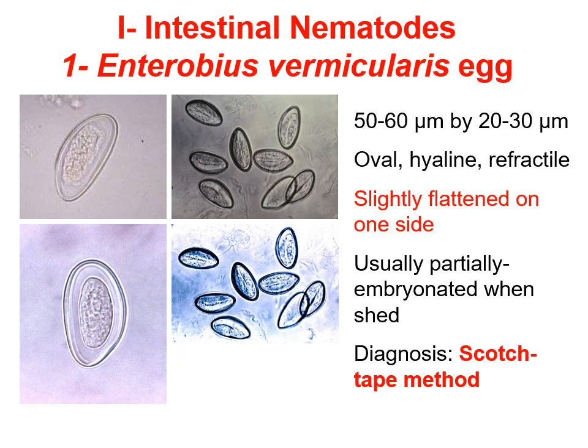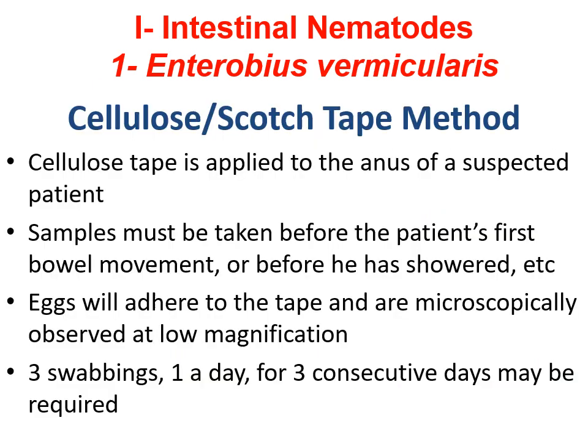Please note that Enterobius vermicularis is also called the pinworm, and this is due to the shape of the eggs that you can see here. These eggs are usually round from one side and flattened from the other side. So this is the round side and this is the flattened side, and they are partially embryonated when they are shed. It is worth noting that we do not see these eggs within the stool specimen, and their diagnosis requires a different method.